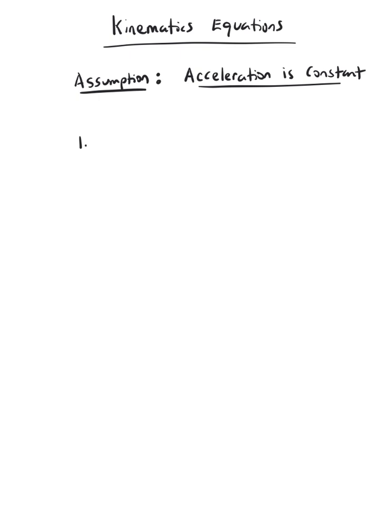So the first equation allows me to calculate the final velocity of an object, or the velocity of an object at some future time, based on a few things. Based on the initial velocity of the object, so how fast was the object moving at time equal to 0 seconds, plus how quickly that object is accelerating, a. Remember, this is the acceleration rate, how quickly the object is accelerating, multiplied by the number of seconds that the object has been accelerating for.